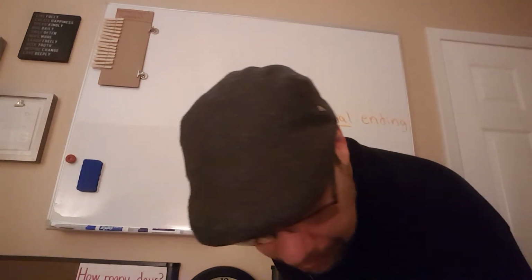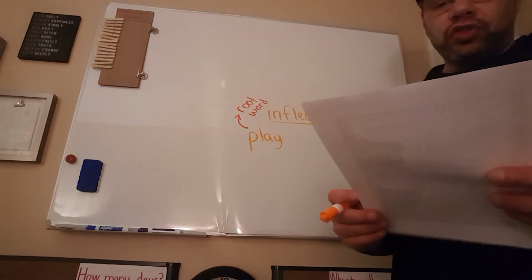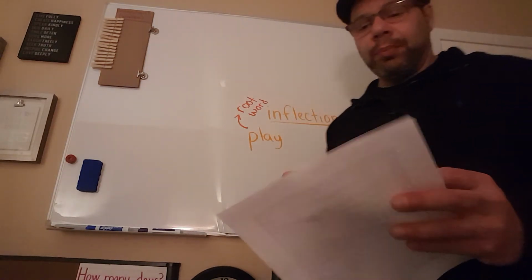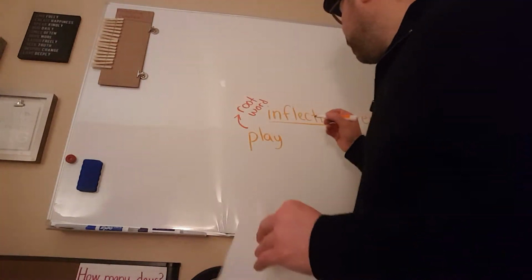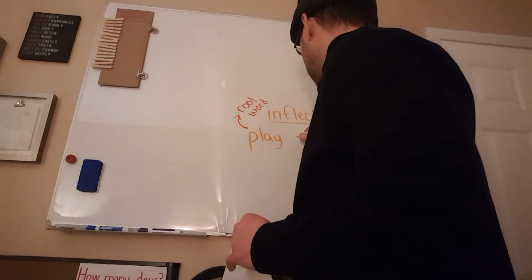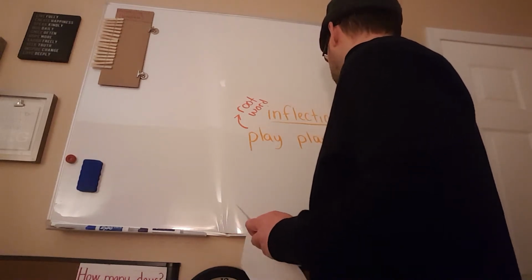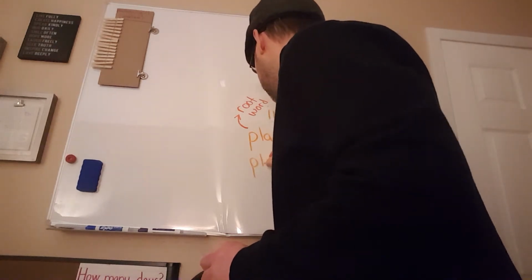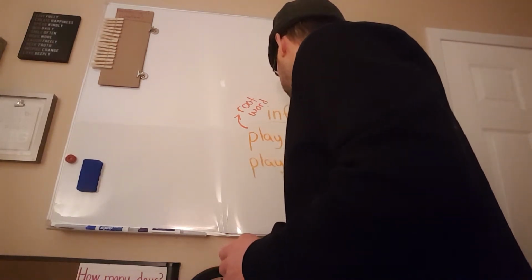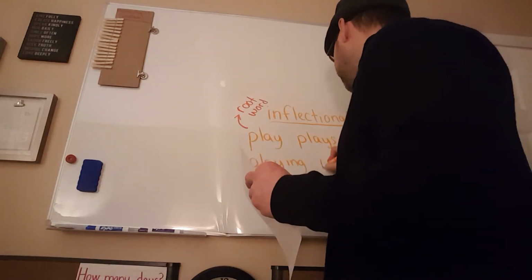Now, we can add letters to that to change the meaning of the word by adding an inflectional ending. An inflectional ending would be S. So I'm just going to rewrite it: plays. Another one would be playing. Played.